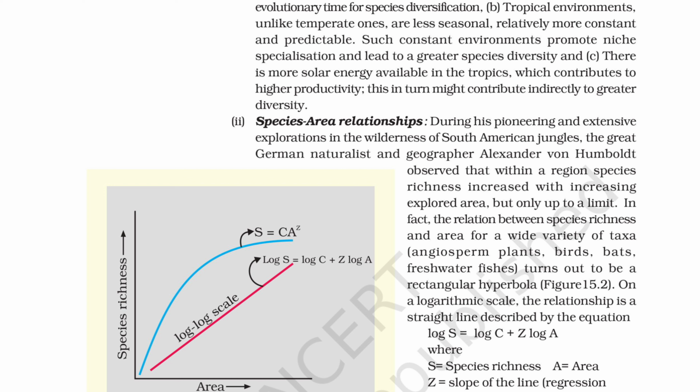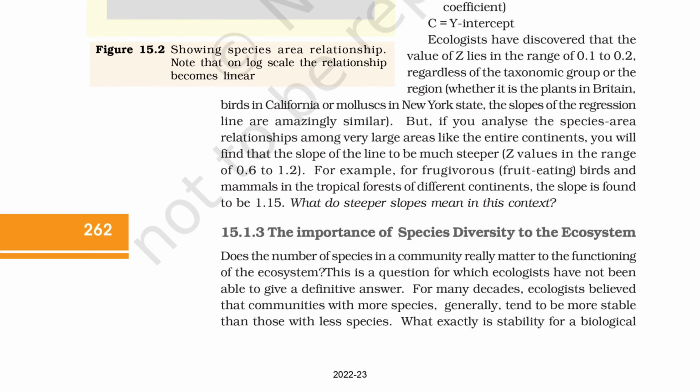On a logarithmic scale, the relationship is a straight line described by the equation log S = log C + Z log A, where S = species richness, A = area, Z = slope of the line (regression coefficient), C = y-intercept. Ecologists have discovered that the value of Z lies in the range of 0.1 to 0.2. Regardless of the taxonomic group or the region, whether it is the plants in Britain, birds in California, or mollusks in New York State, the slopes of the regression line are amazingly similar.